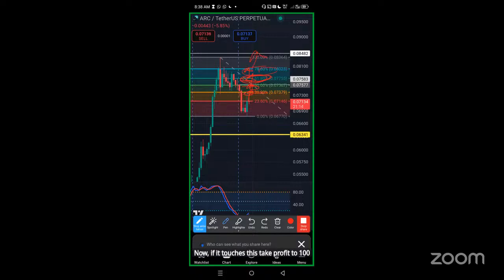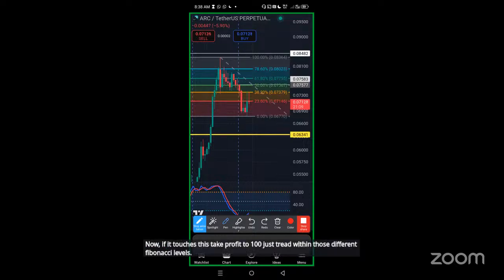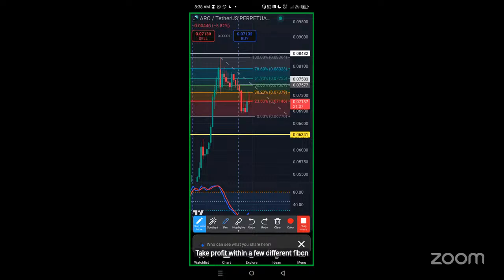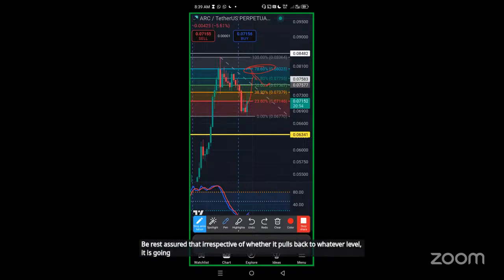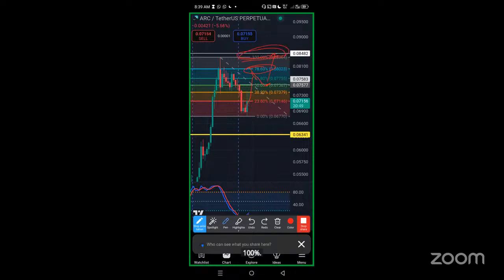Just trade within the different Fibonacci levels. Take profit within the different Fibonacci levels. But what I want to guarantee or assure you is that the moment the market price rises to 78.6, rest assured that irrespective of whether it pulls back to whatever level, it is going to come back and hit your 100%. So this would be a reversal to the upside. That is what it will signal.